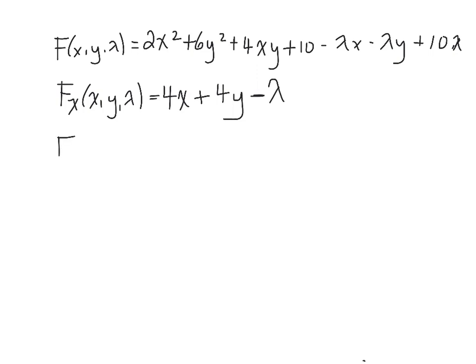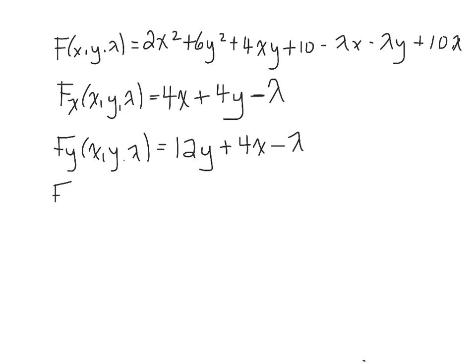Now we look at the first derivative with respect to y. And we go through each term again. 2x squared, there's no y in it, so the derivative is 0. 6y squared, there is a y, and the derivative of 6y squared is 12y. Plus 4xy, the derivative with respect to y now is 4x. Plus 10, derivative is 0. Minus lambda x, derivative is 0 because there's no y in it. Minus lambda y, the derivative of that with respect to y is minus lambda. Plus 10 lambda, the derivative is 0.